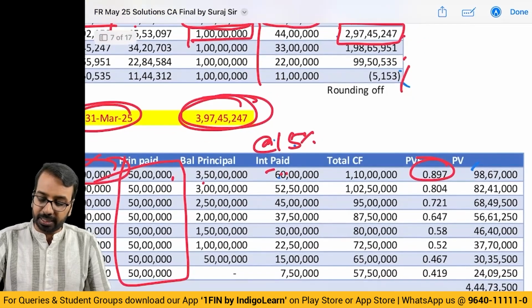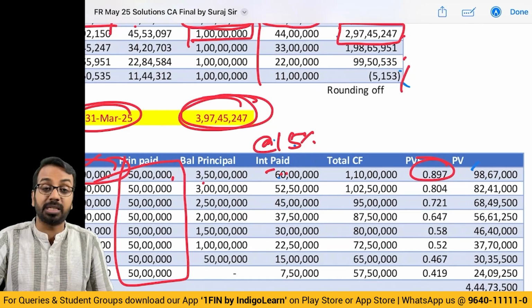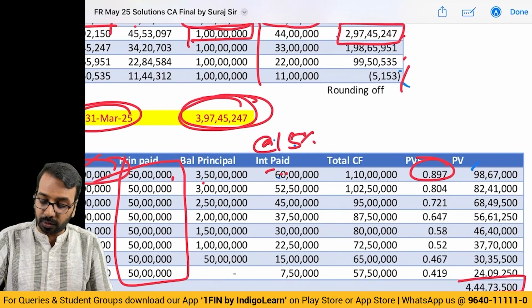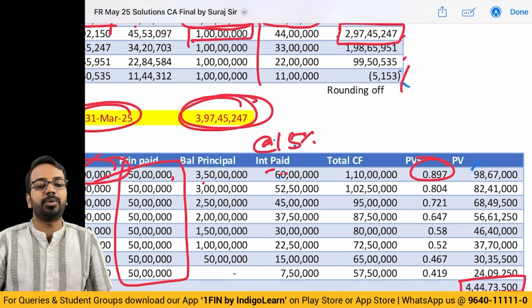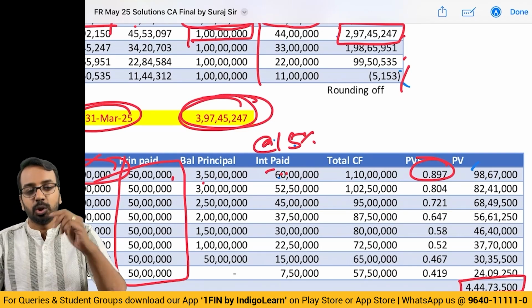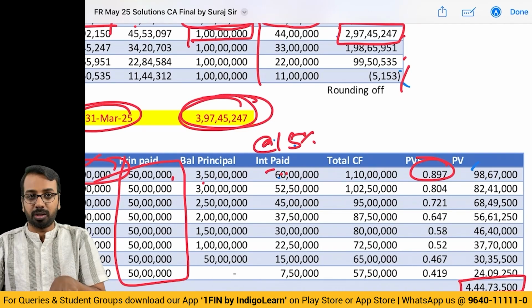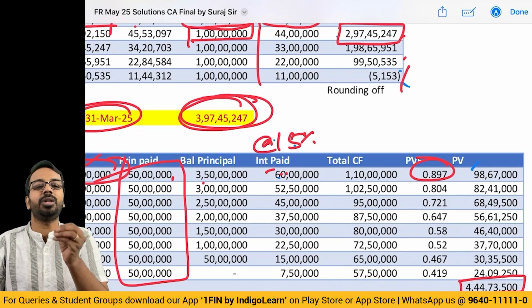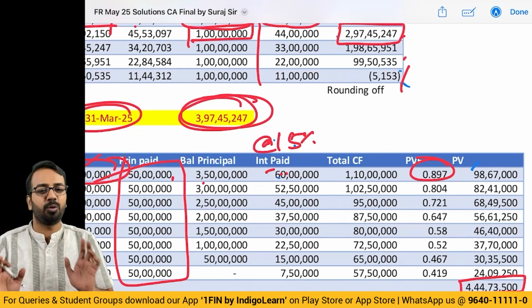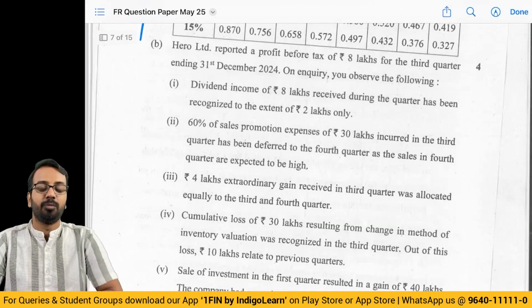and come to the carrying amount. Come to the present value. Present value is 4 crores 44 lakhs. Carrying amount is 397. Difference is 47. More than 10%. So it is extinguishment accounting. You will extinguish the existing loan and you will recognize a new liability. Journal entries and all, you can have a look at it. Simple and straightforward. Then moving on to the next question.